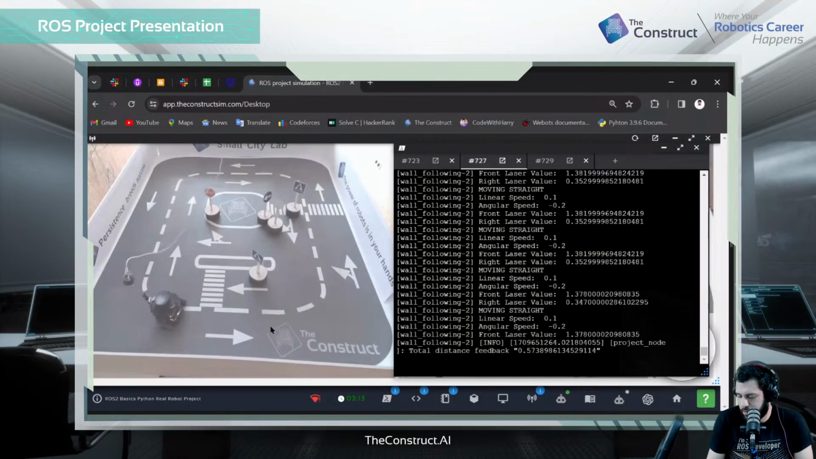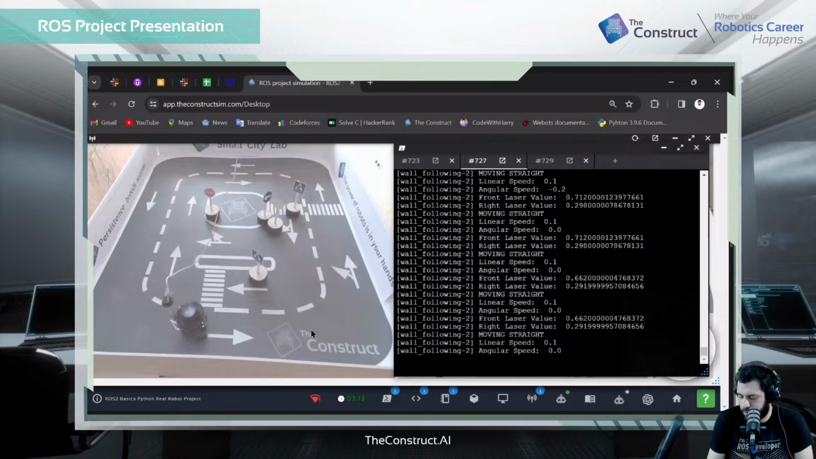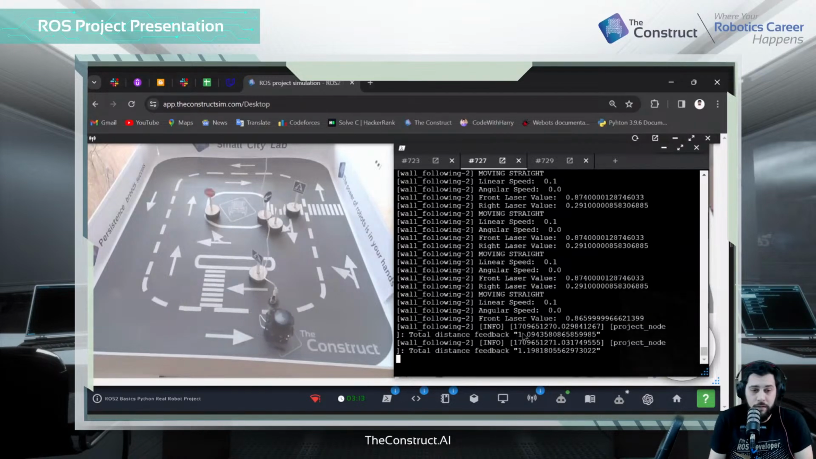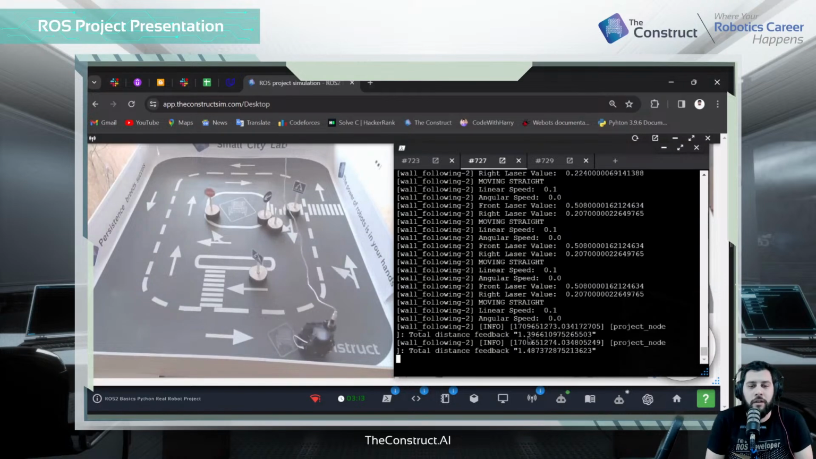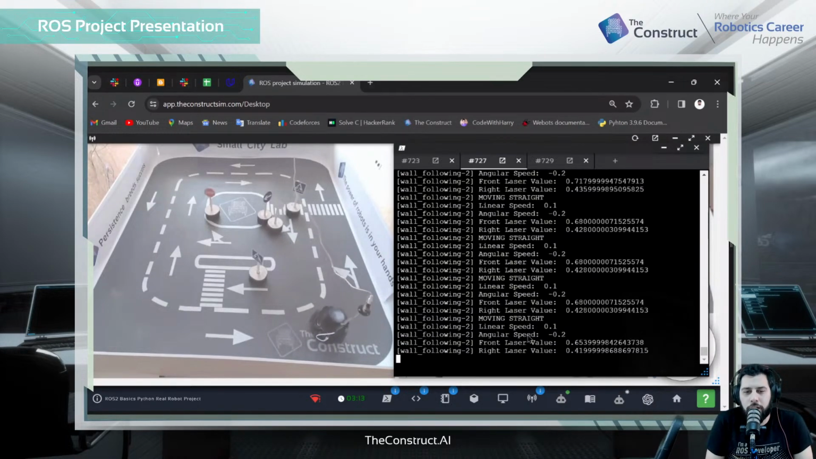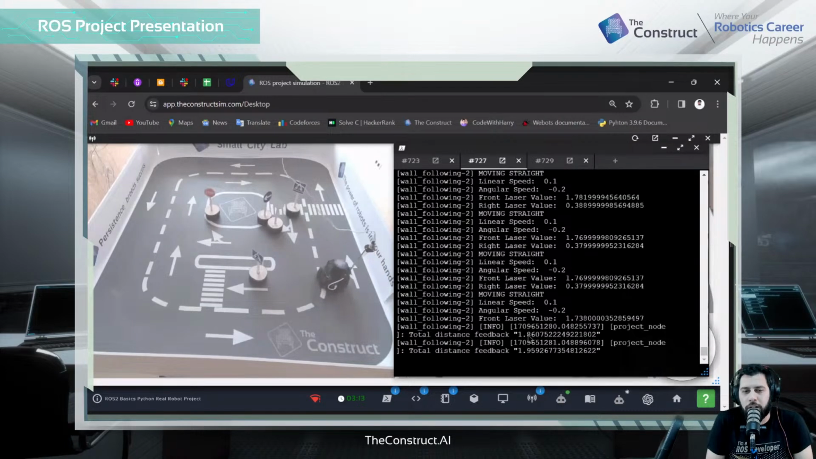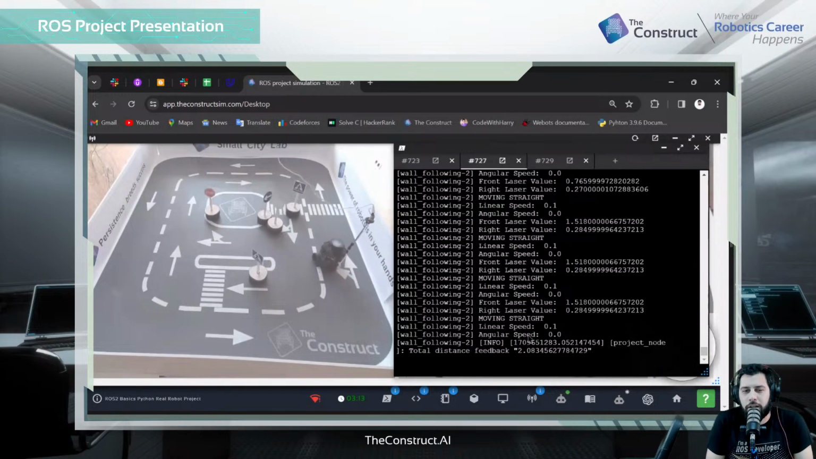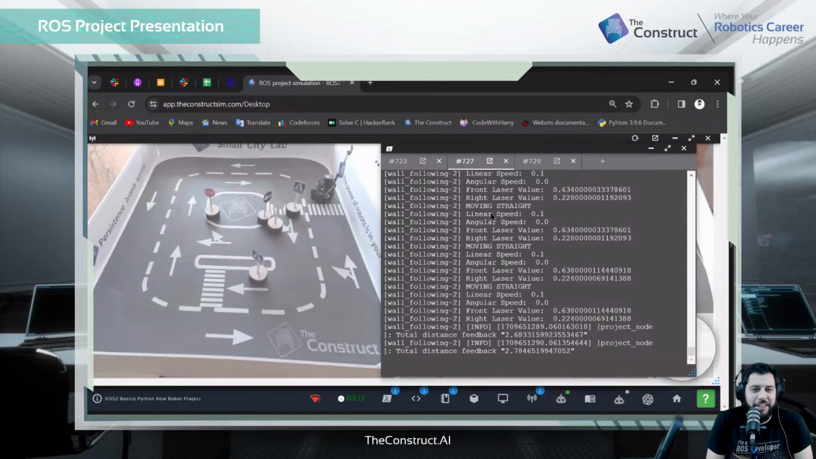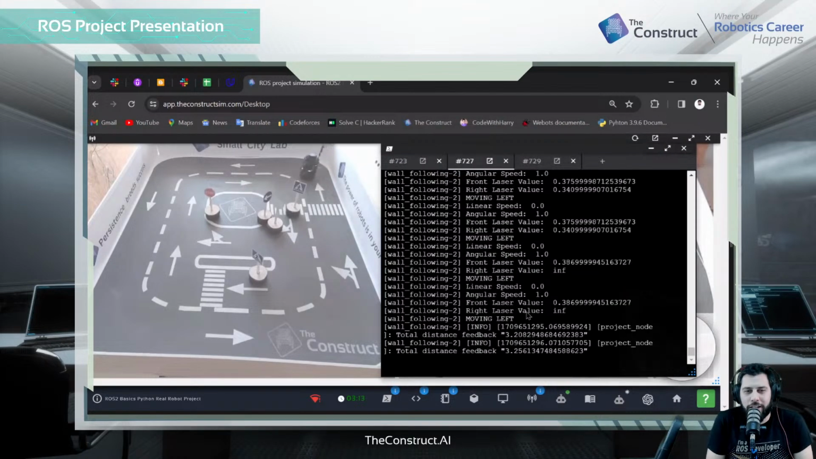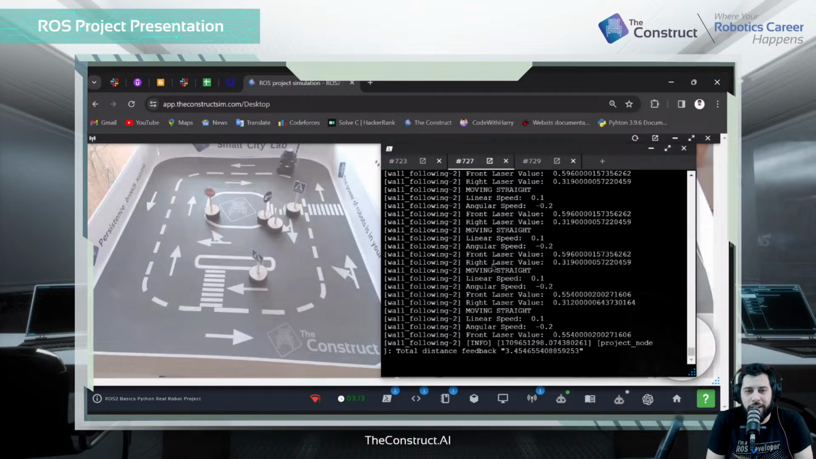So now basically it's following the wall, and here you can see the total distance. Now it is completed as one, as it is coming as feedback from the action server. Getting tight over there with that obstacle. Nice. Now currently it has completed 3 meters.